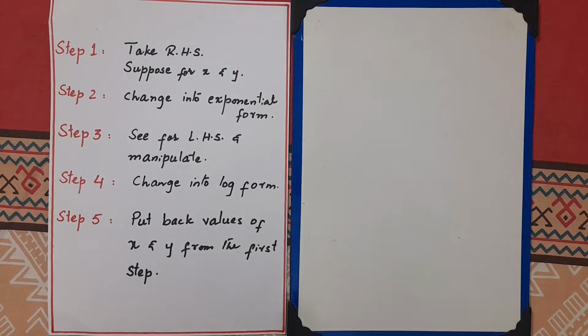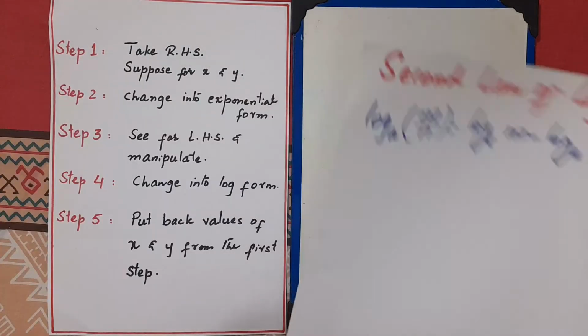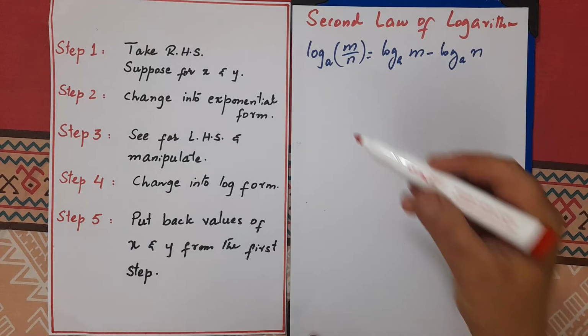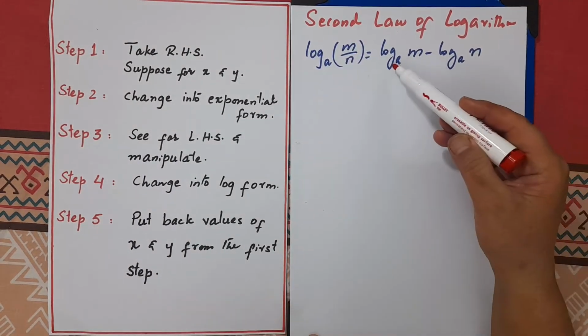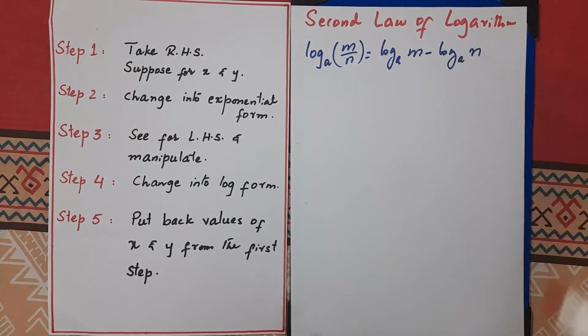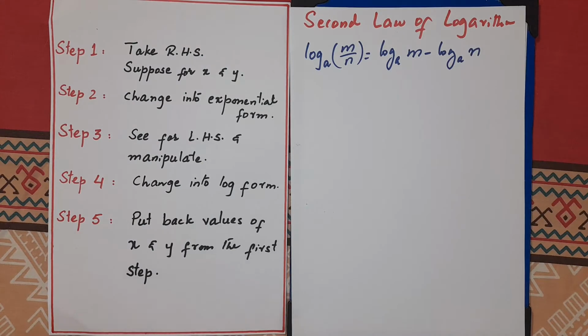Let us come to the proof of the second law of logarithm. Second law is log to the base a of m upon n is equal to log to the base a of m minus log to the base a of n. We are going to follow the same steps. Take right hand side.